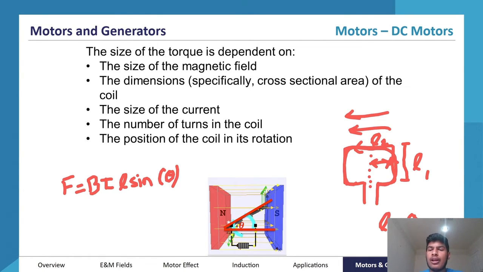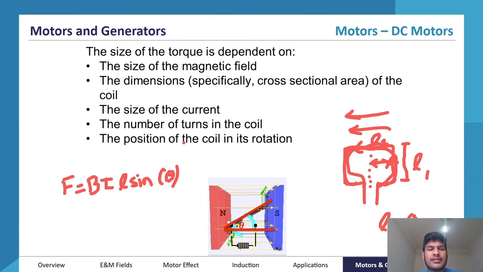You would have 1, 2, 3, hundreds of coils, for example. Increasing the number of turns increases the number of conductors that experience a specific force, and that in turn increases the torque. So the actual force on one side would be equal to BIL sine theta times the number of coils, because we have that many individual conductors within a magnetic field.